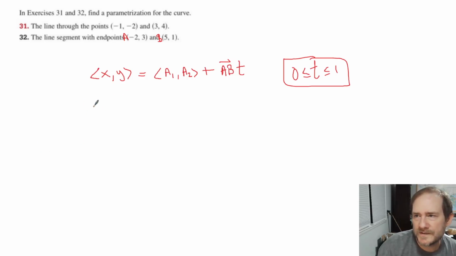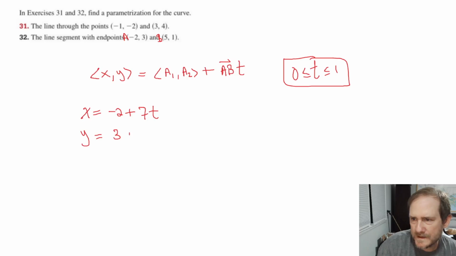So if I set it up like that, then my x equation would be the x coordinate of A, which is -2, plus the x component of my vector. It looks like I'm running 7 to the right, so 7t. And then y would equal the y coordinate of A, which is 3, plus the y component, which is bringing us down 4, so minus 4t.